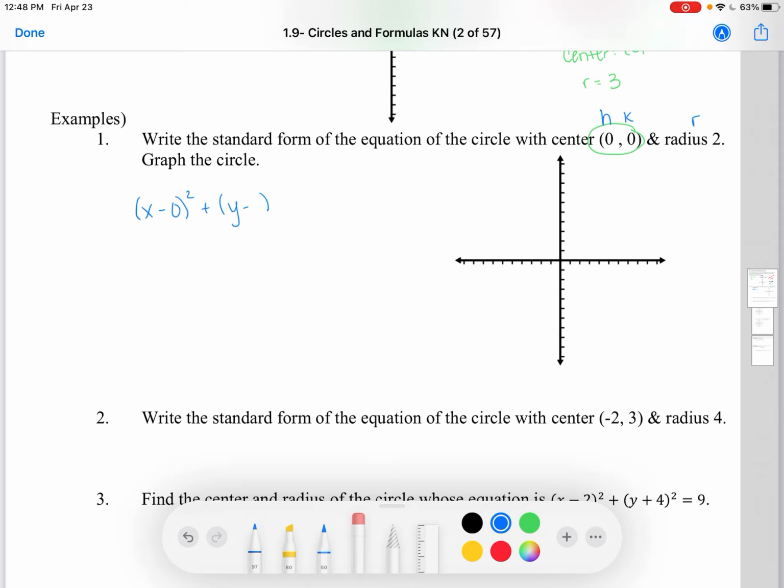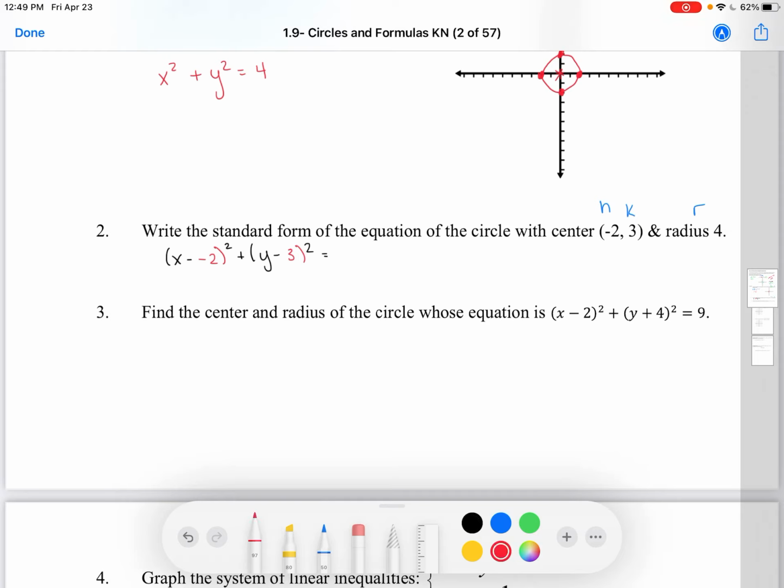Again, they gave us h, they gave us k, and they gave us the radius. Plugging that into my formula. Remember, it is always x minus your h value squared plus y minus your k value squared equals my r value also squared.